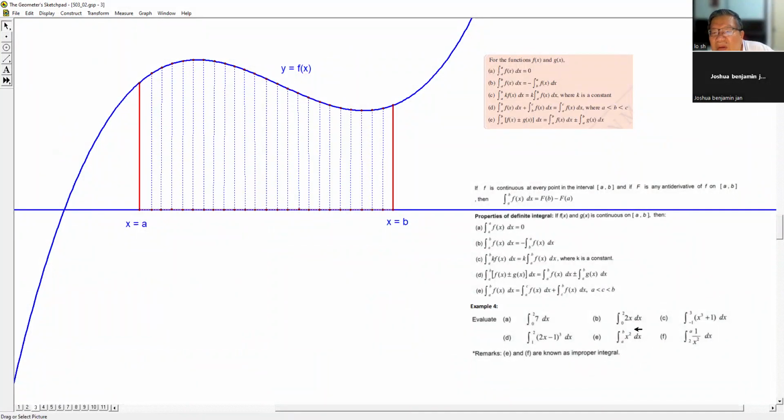Oh, here, your lecture notes also have an example asking you to do here. This one you can integrate directly, but you have to divide by negative.